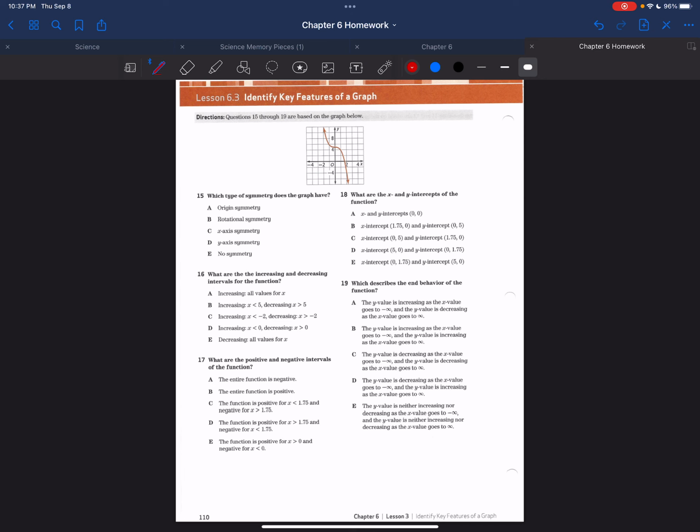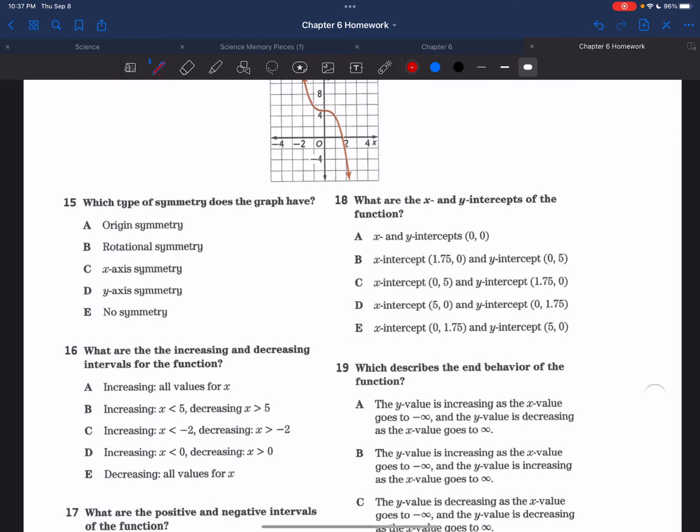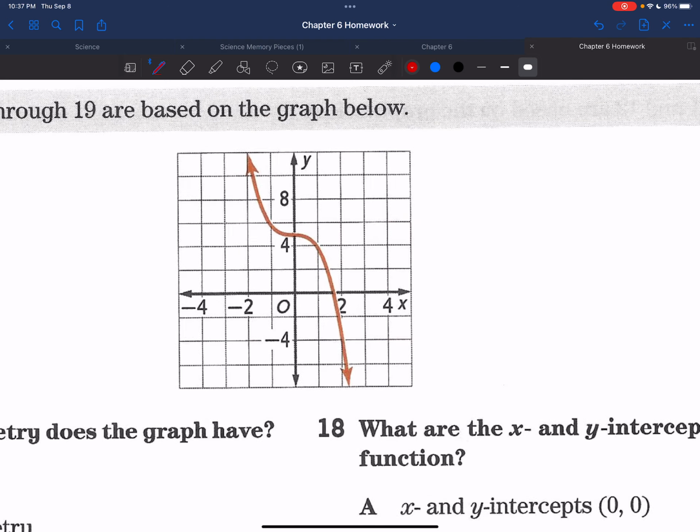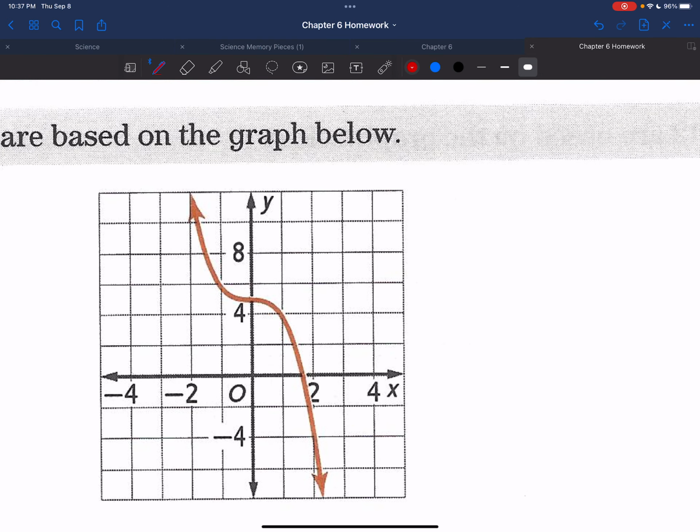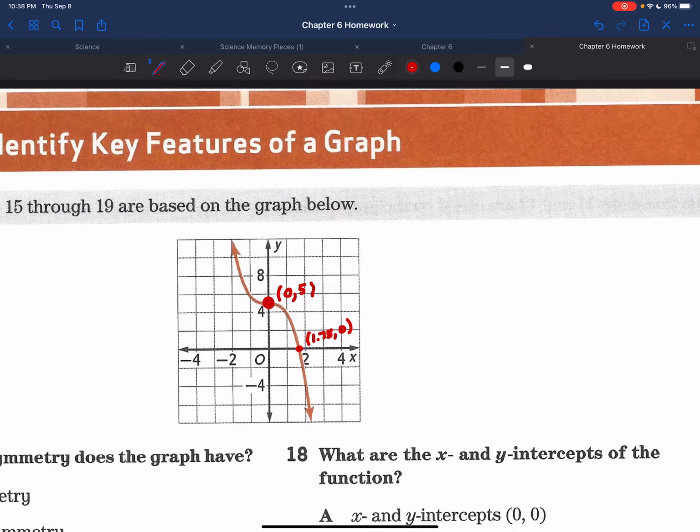All right, questions 15 through 19 are based on the graph below. So let's take a look at this graph. It is not quadratic, it is not linear, but I can tell you the y-intercept is at 0, 2, 4, 6. So let's say 0, 5. And the x-intercept is at about 1.75, 0. And that's really about all I can tell you. So let's look at the questions.